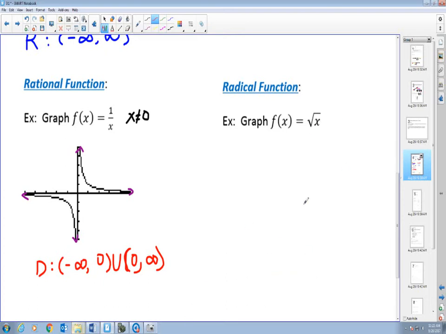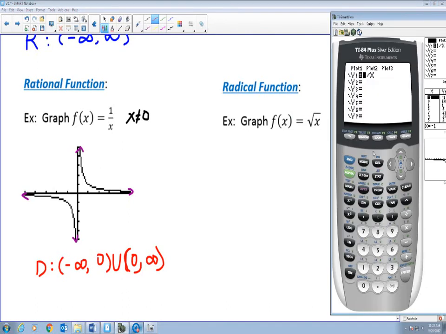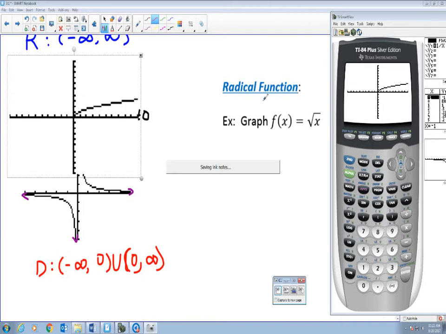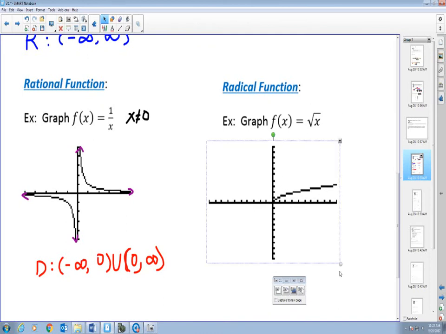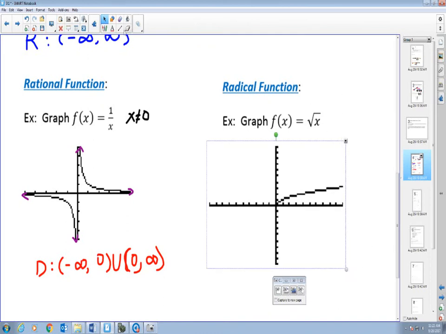Alright, square root of x. I'm going to simply type second, square root, put the x in there, parenthesis. I just messed with my window, so I'm going to go back to zoom number 6, which automatically gives me my standard window. And that's it. That's what a square root function looks like. I call it a radical function because I can also have a cube root function as well. But for a square root function, this is what it looks like.